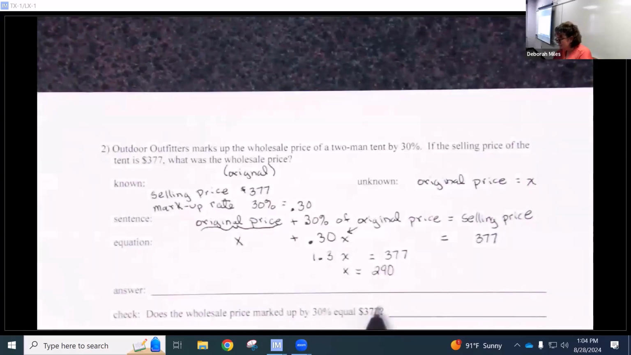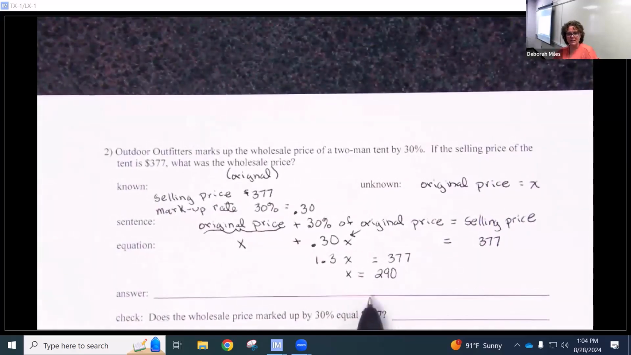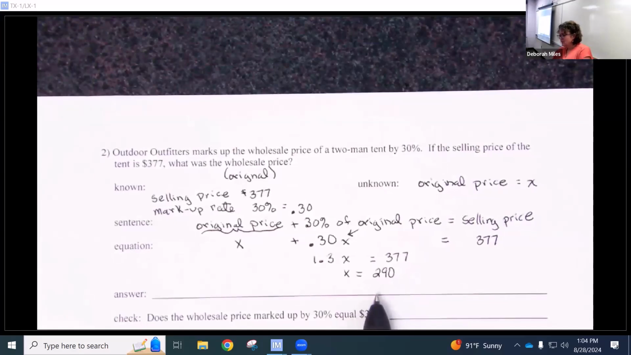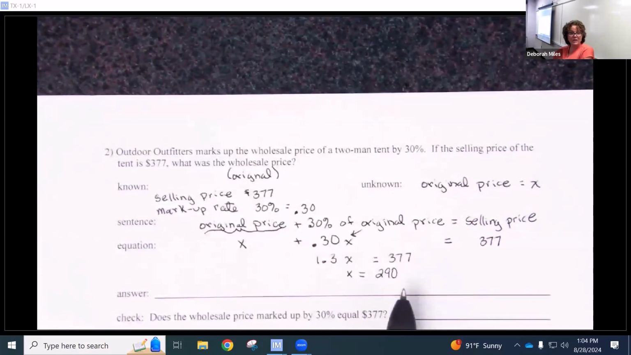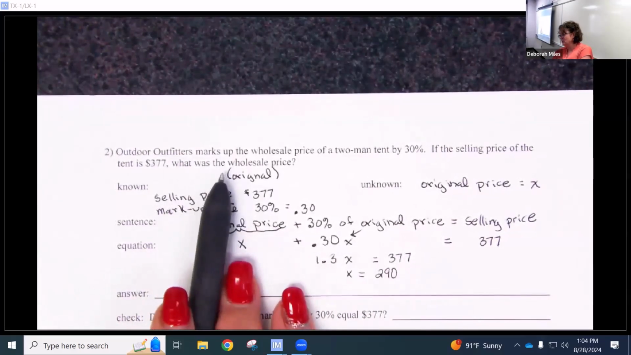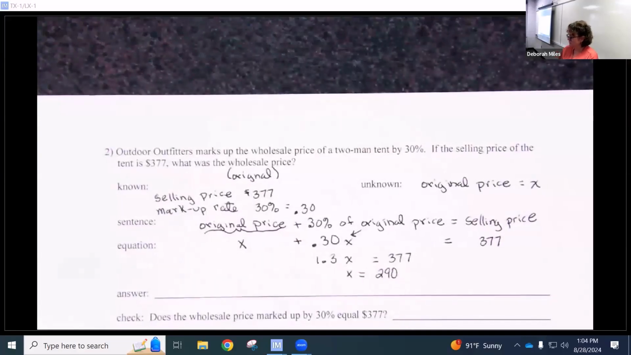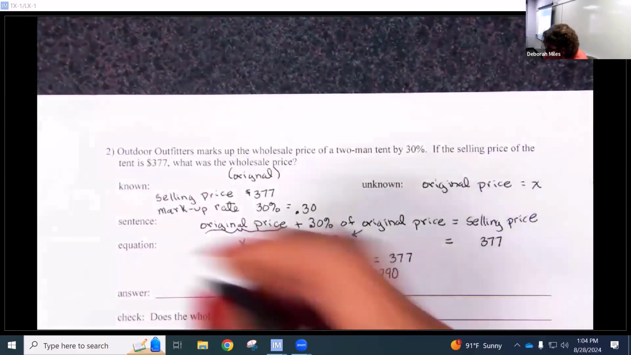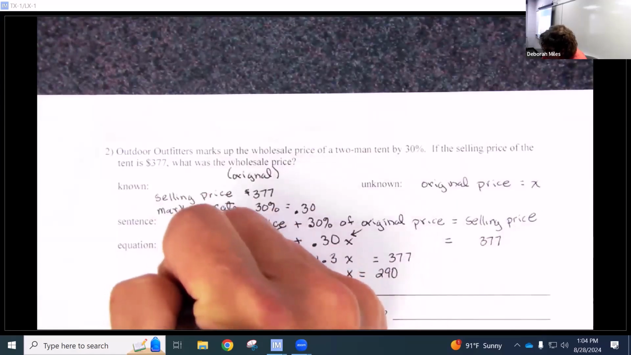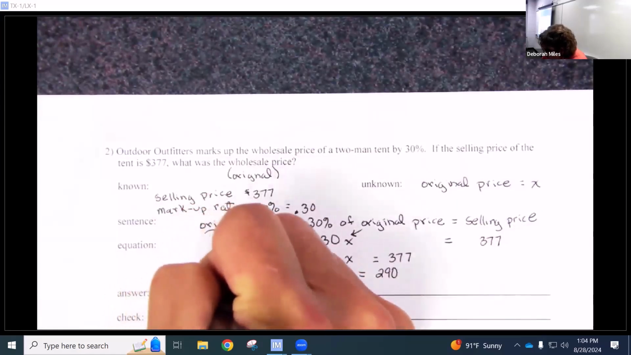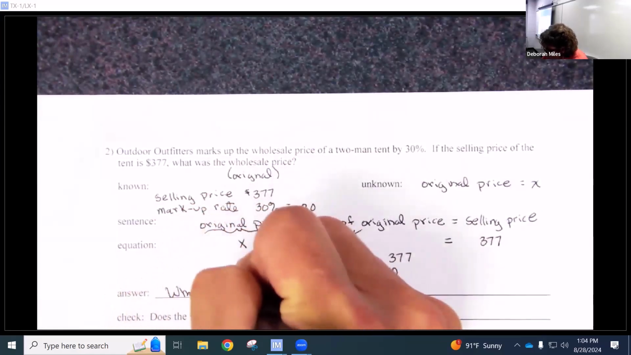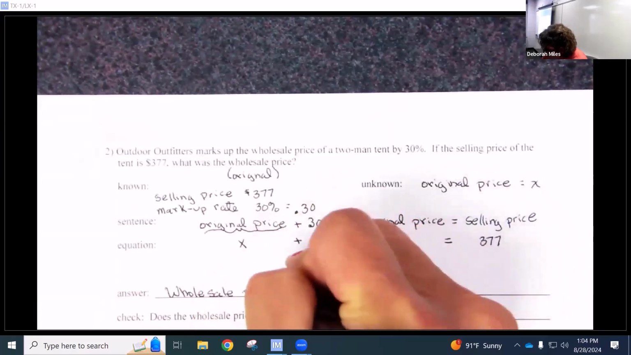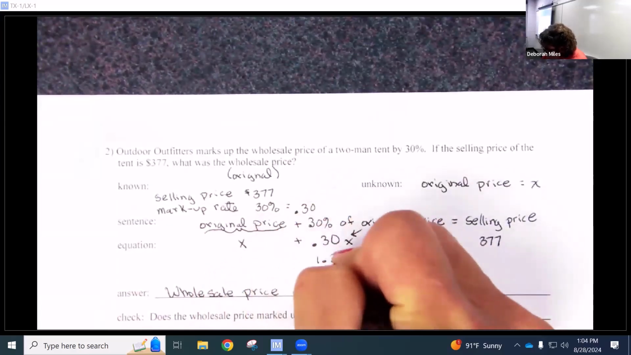X equals 290 is not the answer to the question, because the question asks, what's the wholesale price, or what's the original price? So the answer is the wholesale price was $290.